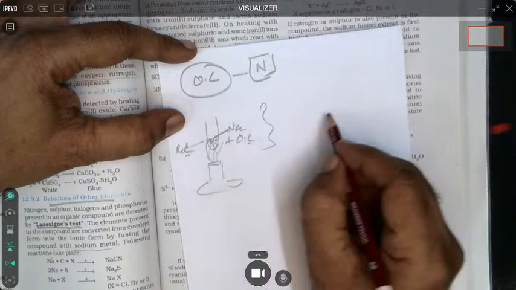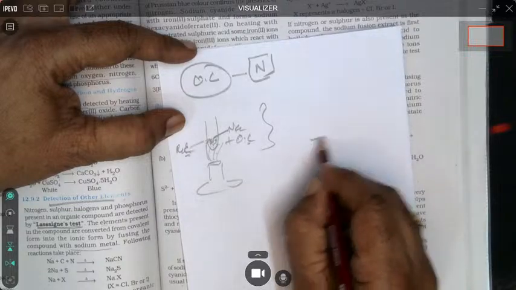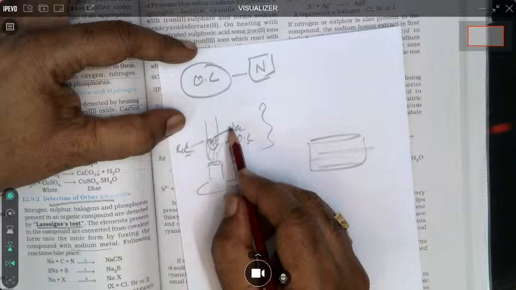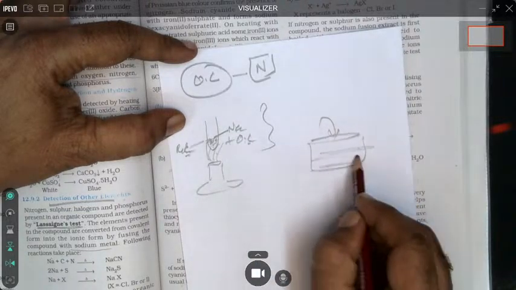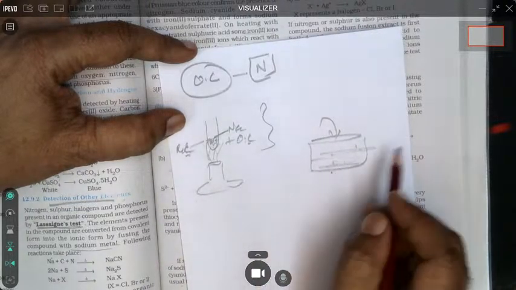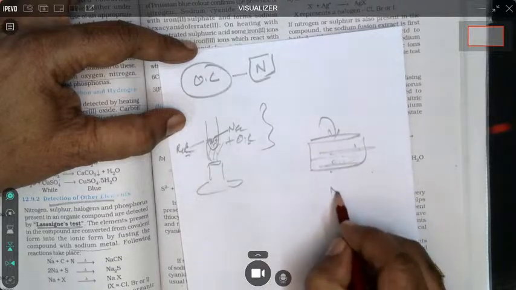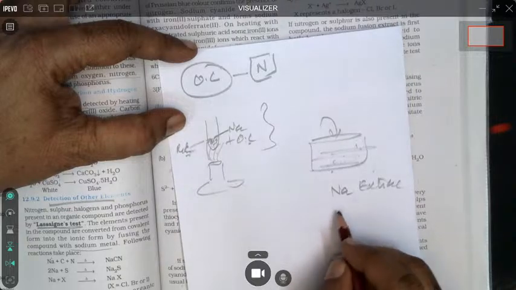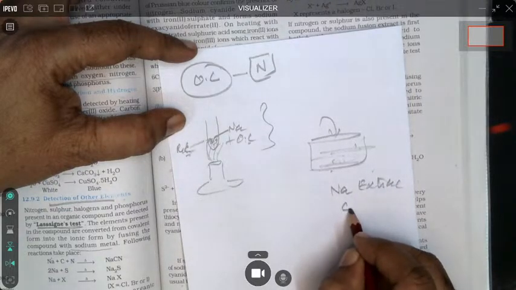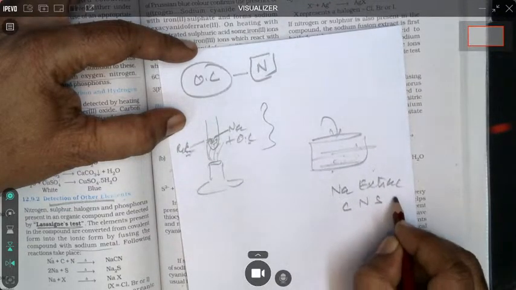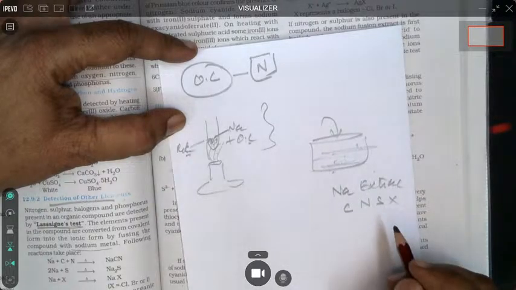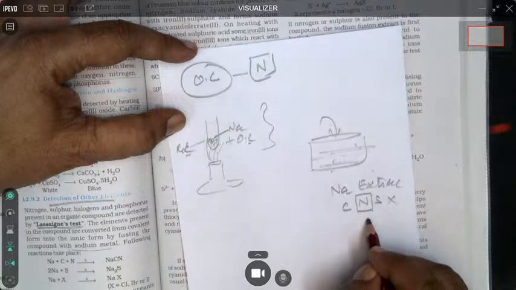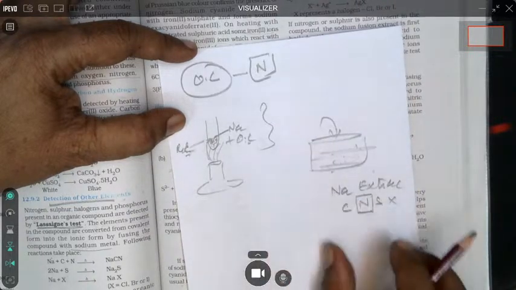Okay, and that is dropped into water in a beaker. So when you drop this, what happens, it is broken into pieces, is it not? Now you can grind it and extract it. So that is called sodium extract. It means that it contains what elements? It contains carbon, nitrogen, sulfur and halogen if they are present. And we are targeting nitrogen. So in that case, if nitrogen is present, you will definitely have nitrogen in this extract also.